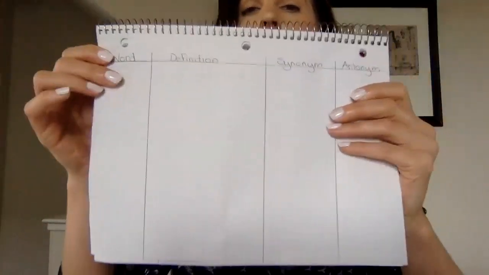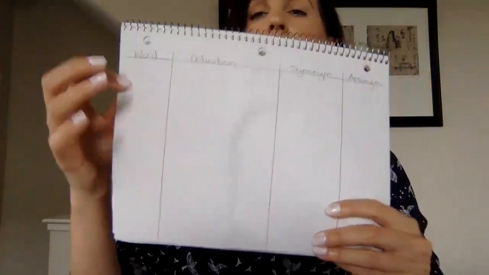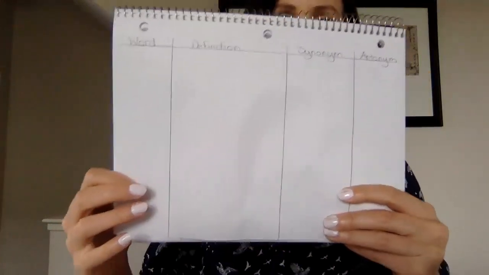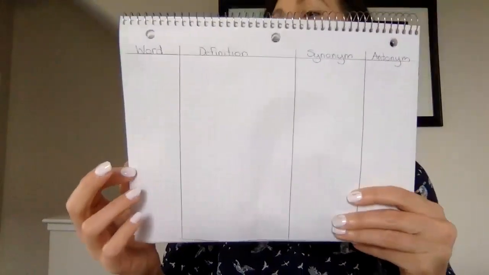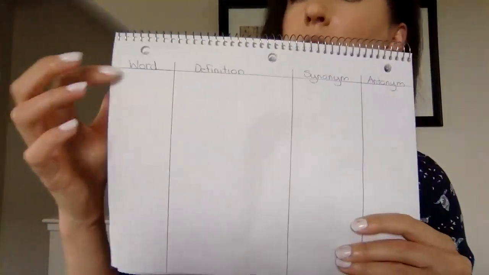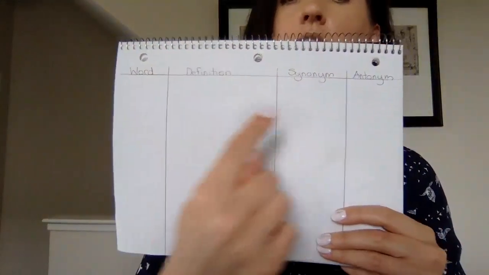What we're going to do with this is write down any challenging words from the story. We're going to walk through it together though. So write word, definition, synonym, antonym. Pause this right now and come back to it. Did you write it down? You do need to write it down.